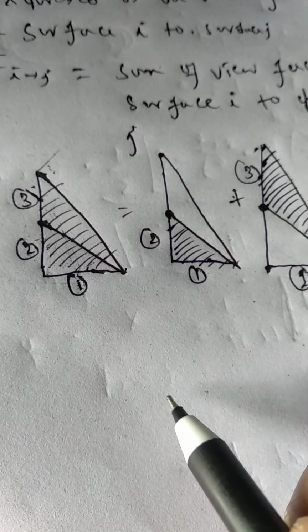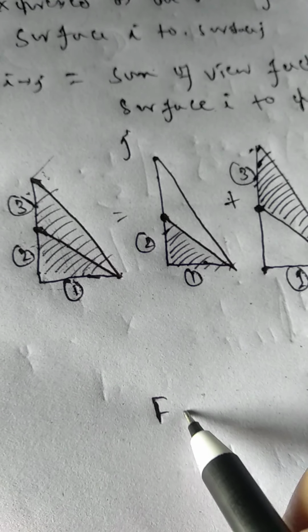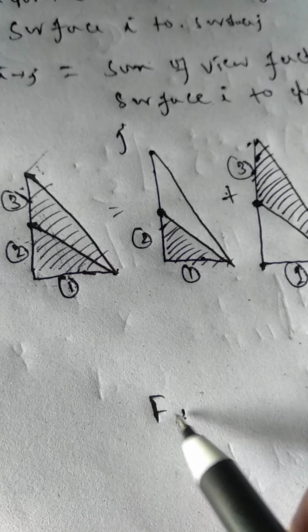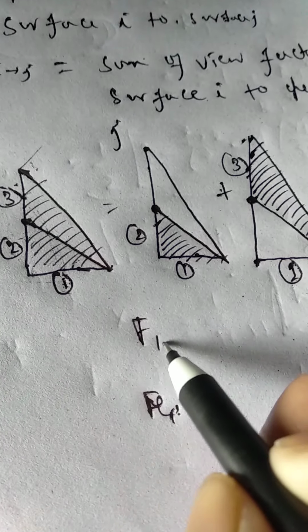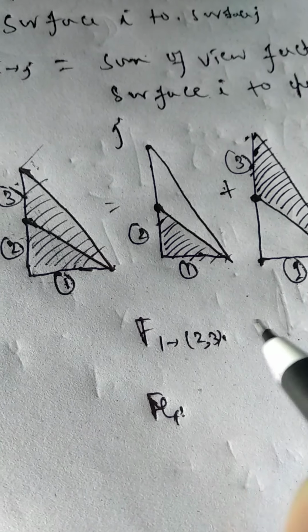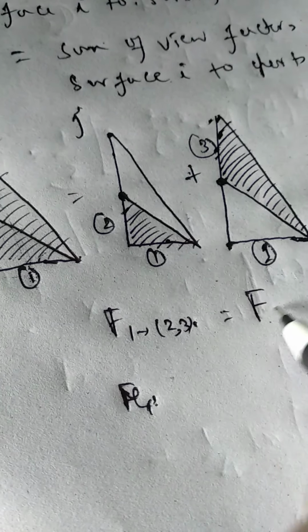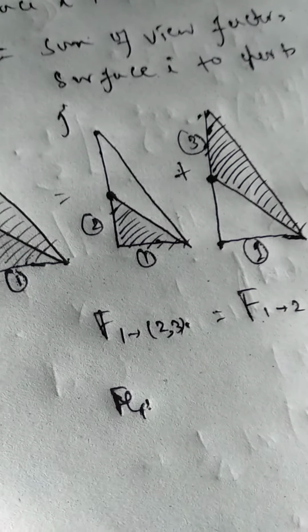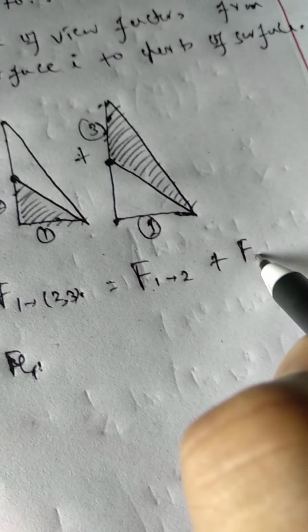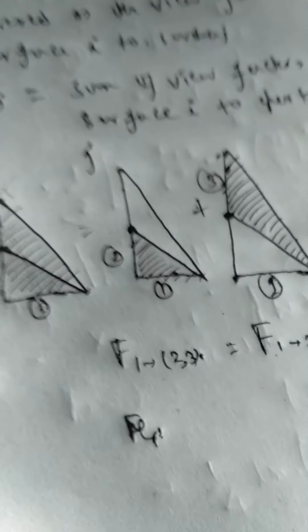So the combined view factor from surface 1 to the combined surface 2 and 3 is equal to F1 to 2 plus F1 to 3. Okay, so this is the summation rule.